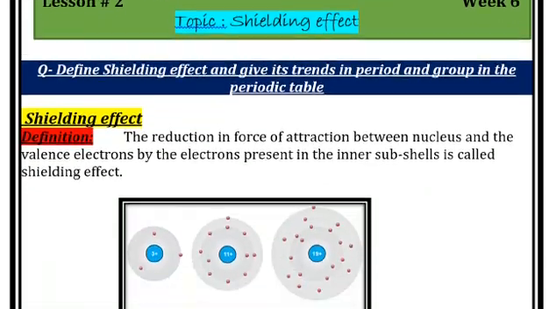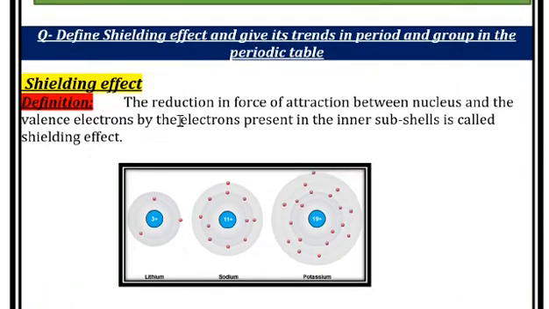Shielding effect is the reduction of force of attraction between the nucleus and the valence shell electrons by the electrons present in the subshells. You can understand this definition by these examples. Shielding effect is the reduction of the force of attraction between the nucleus and the valence shell electron. Valence shell electron and nucleus attraction is reduced by the inner shell electrons.